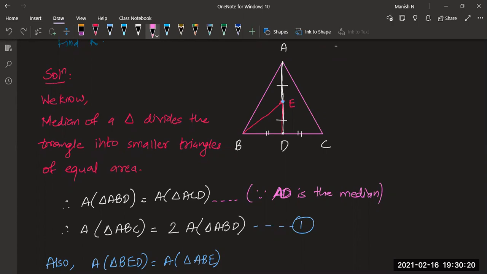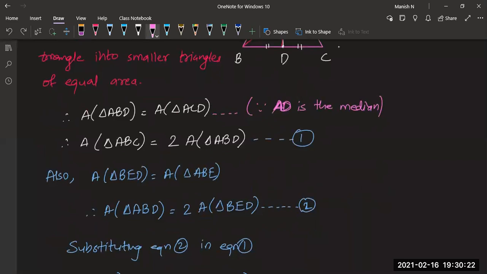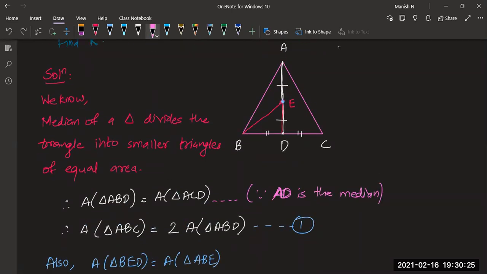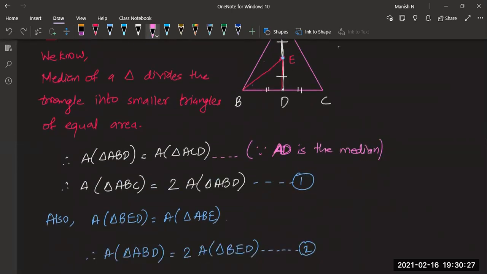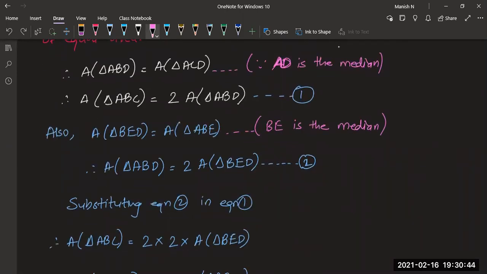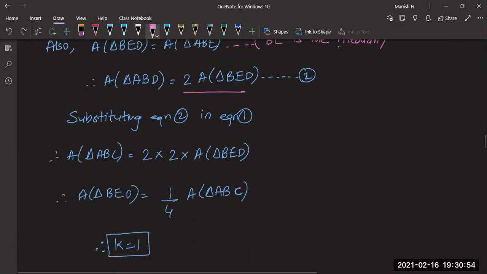Similarly, we know area of triangle BED will be equal to ABE. The reason for that is BE is the median, right? So therefore, area of triangle ABD is twice triangle BED. Now substituting equation 2, that is area of triangle ABD equal to this, in equation 1, you get 2 into 2, which is 4.